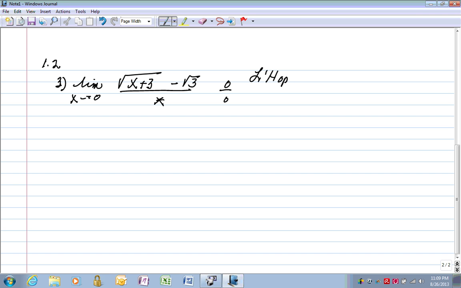L'Hopital. Shortcut. Chapter 2, we're 2 done. So what are we going to do? We're going to go back to the old days of Algebra 1, and we're going to rationalize this crazy thing. Multiplying by the conjugate.